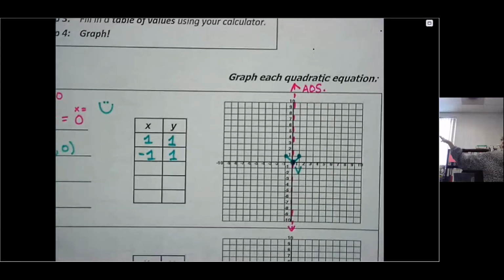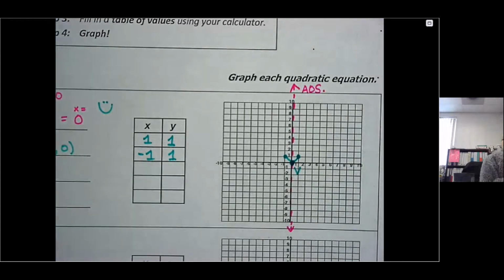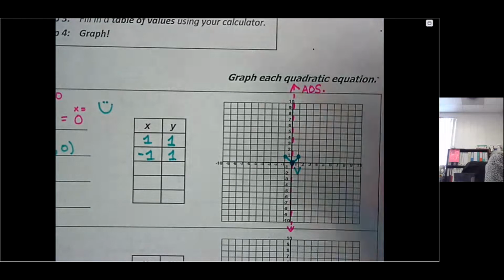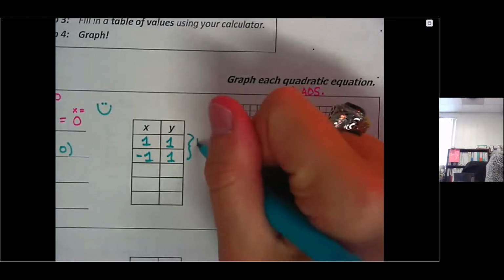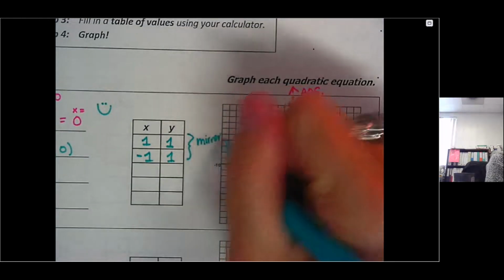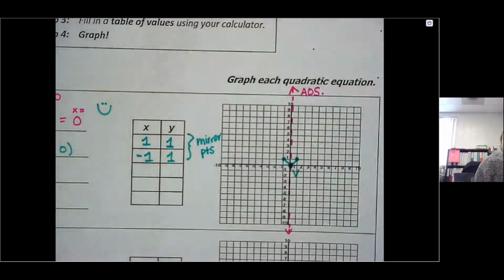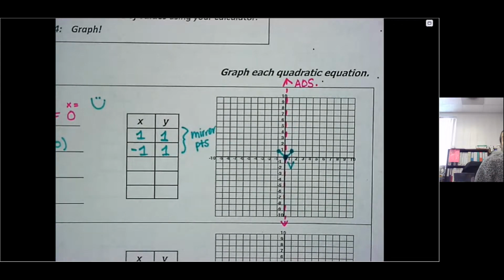So if you do one side, you should always be able to get to the other side and you don't even really have to do the math. These are called mirror points. And typically I like to just stick with the positives. Make my life a little easier. So let's pick another point.